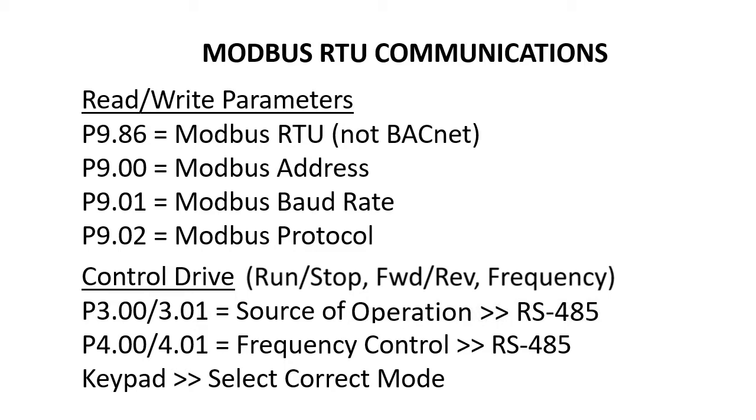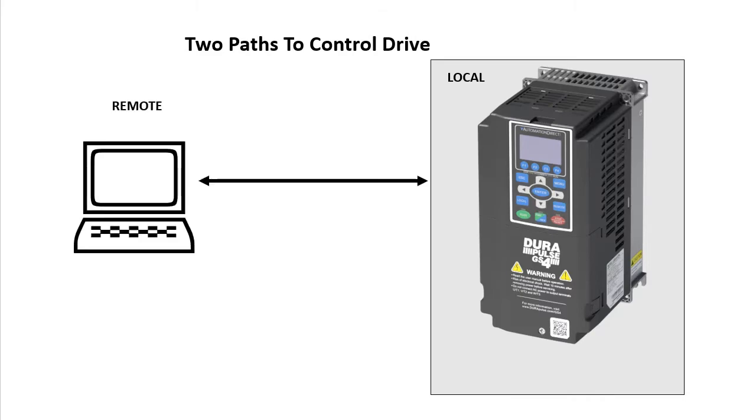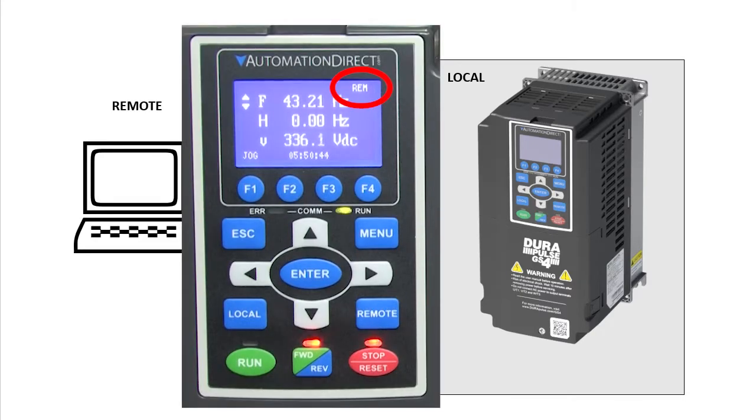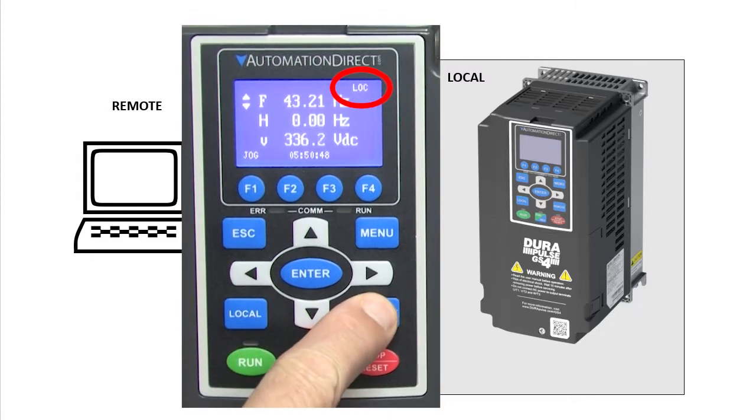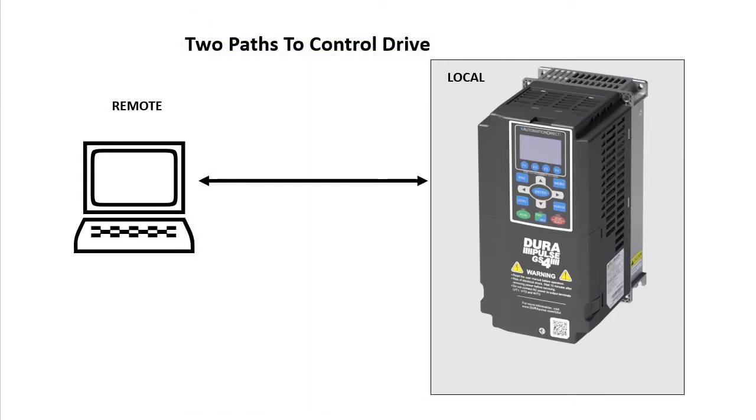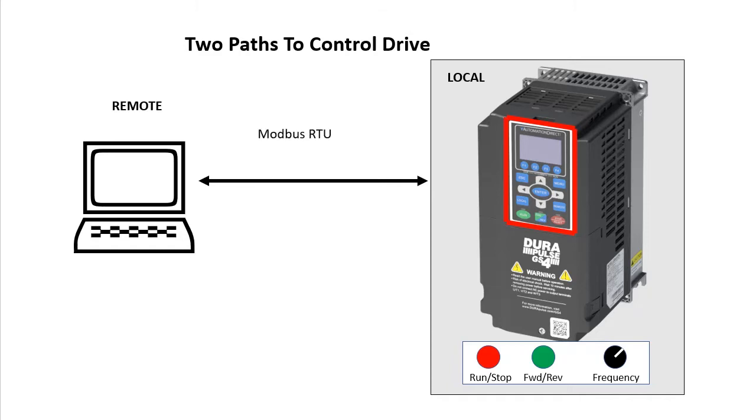Before we do that though, it's really important to understand that the GS4 drive has two control paths, local and remote. You can see which mode you're in here and switch between them by pressing these buttons, local, remote. You would typically set the local control mode to be the keypad, or maybe switches and potentiometers that are local to the drive. And you'd typically set the remote control mode to be Modbus RTU, Modbus TCP, Ethernet IP, etc., so you can control the drive remotely from another controller.